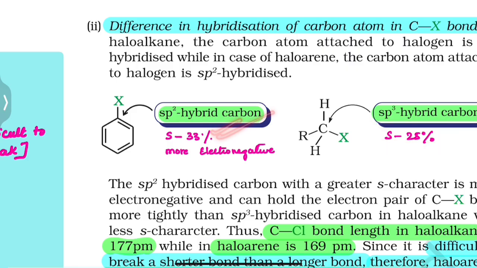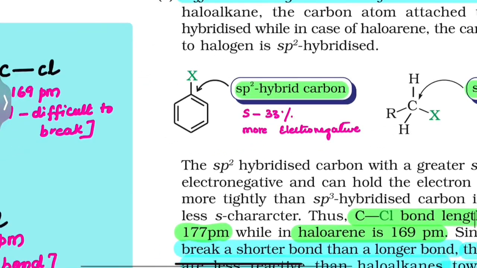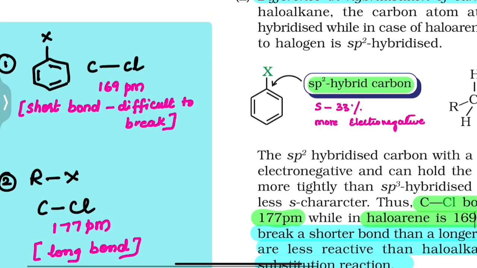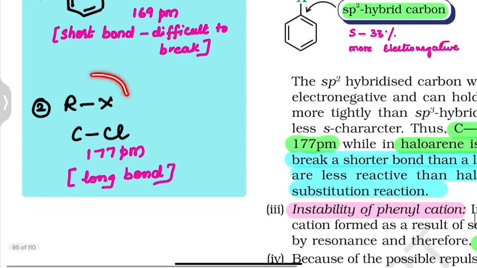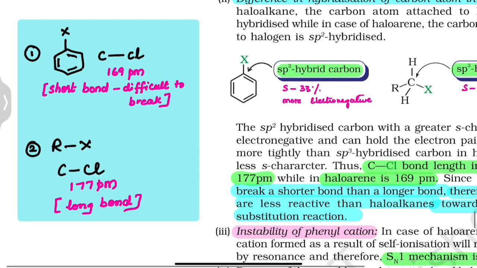The more the s character, the more electronegative the carbon. So the carbon atom present here will be more electronegative compared to this carbon atom. As a result, this carbon atom will pull electrons close to itself, and the bond length between carbon and chlorine will be less, that is 169 picometer, whereas in haloalkane the carbon-chlorine bond length is bigger, which is 177 picometer. So it has a longer bond.